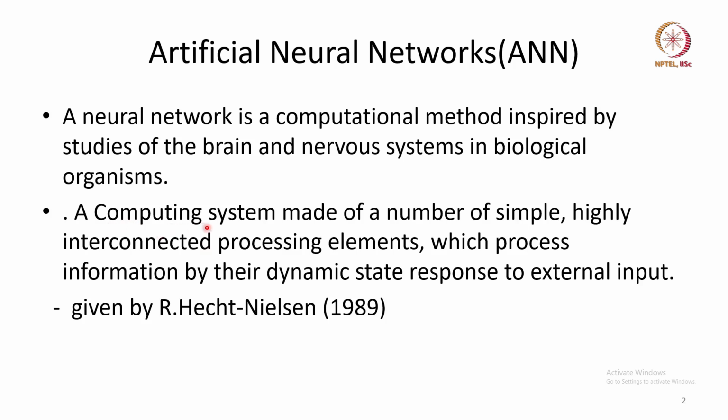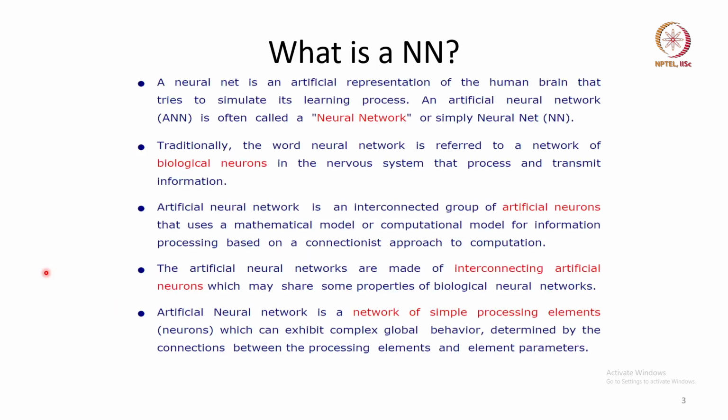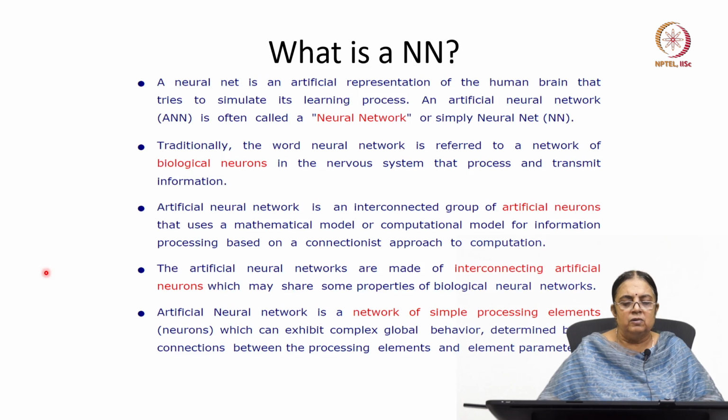definitions regarding this. A computing system made up of a number of simple, highly interconnected processing elements which process information by the dynamic state response to external input. Okay, so what is a neural network? It's an artificial representation of the human brain. So we'll see what are the parallels between the human brain and the neural network. Okay, so we could talk of it as the biological neural network and the artificial neural network. So you can call both of them as neural networks.